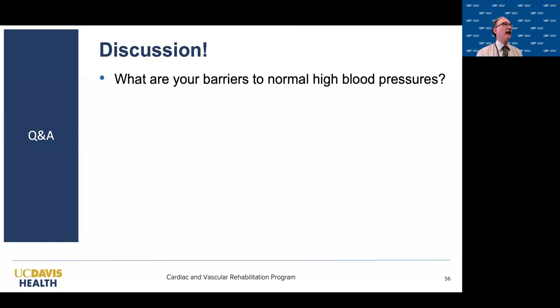Yes, it does. In fact, we know that it starts in the womb. If the mother is stressed and has high blood pressure herself, then the babies will end up having more cardiovascular disease as they grow, and poorer outcomes. That link has already been made. Publications are out with data on that.